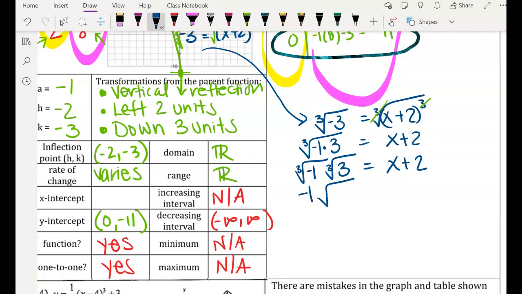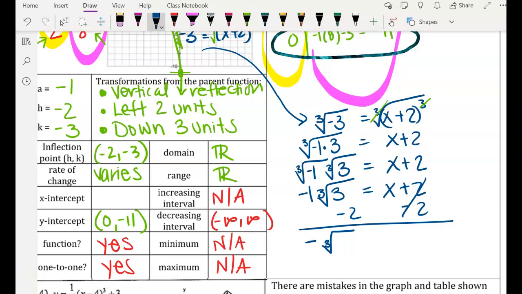Cube root of 3, we can't really find 3 numbers to multiply that equal 3. So that's a prime number. So we're going to leave it just like that. And then the very last step, students, is subtracting 2 from here. So this is -1 times the cube root of 3, and technically you can write it as the cube root of -3 with a negative symbol in the front. That's the same thing as -1. And then you subtract 2, equals x.